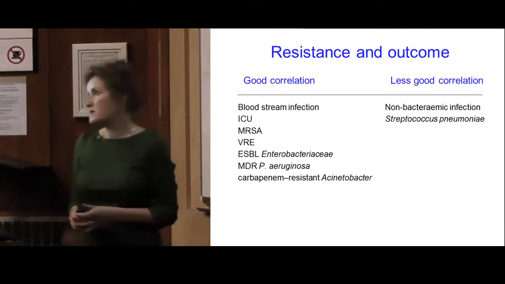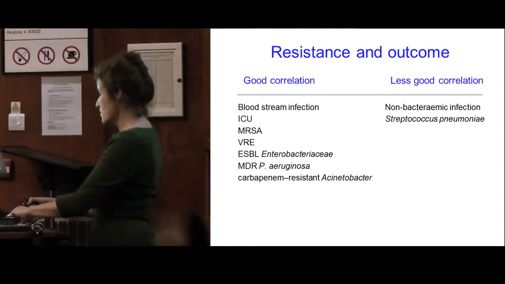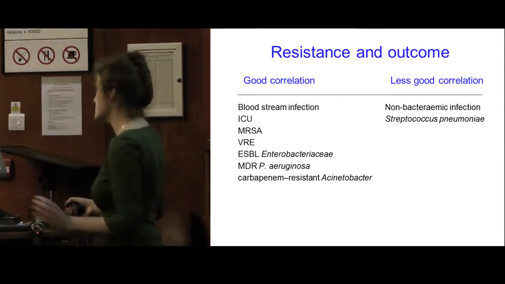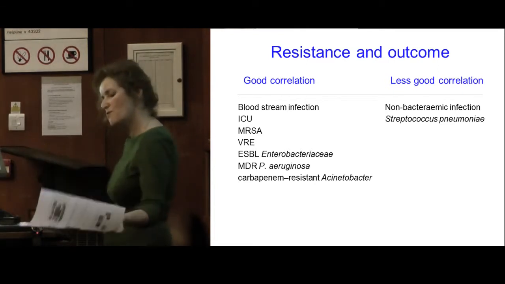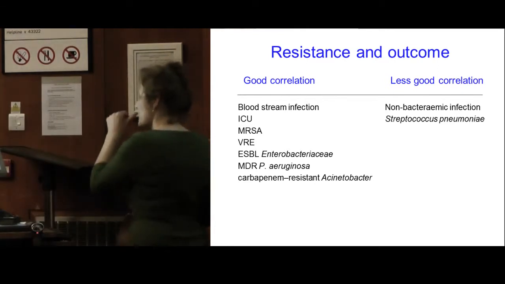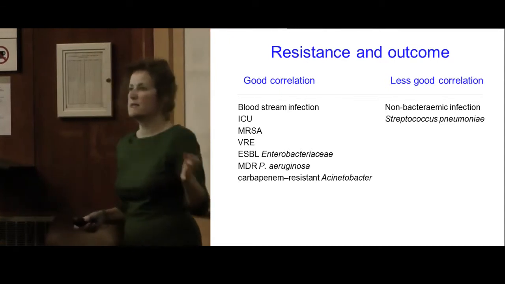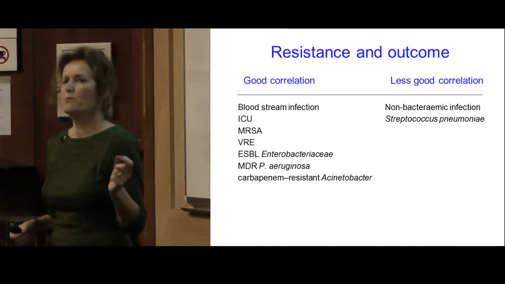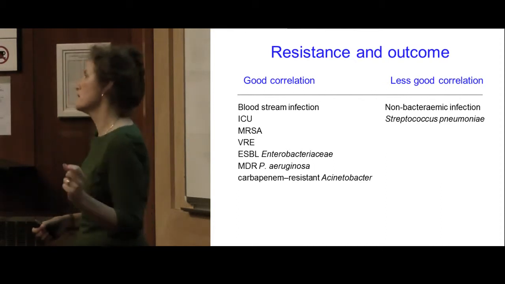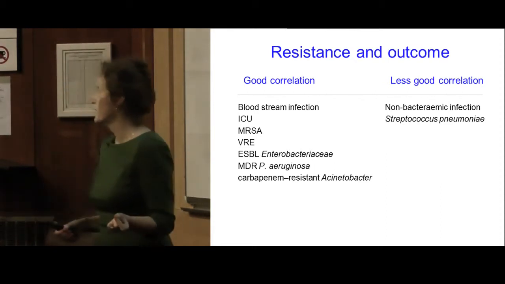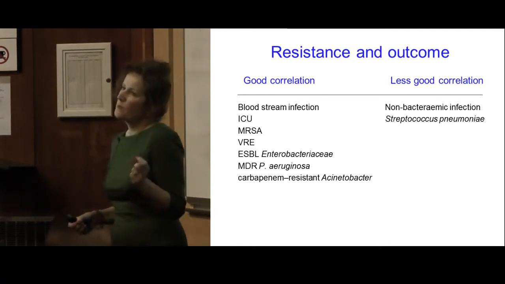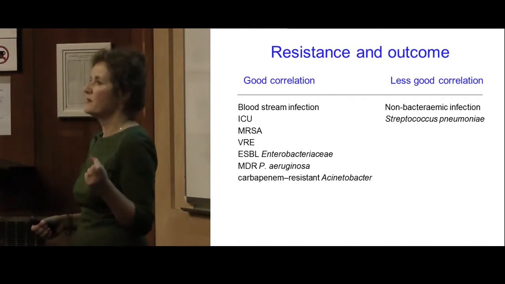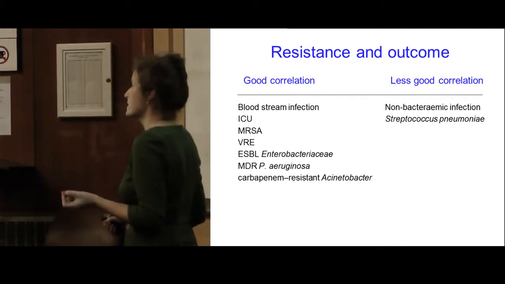So let's go back to resistance and outcome. So we've got a lot of resistance around, but how often does it really cause a problem in patients? Well, we know there's a really, really good correlation between patients with infections in their blood who are very seriously ill and very poor outcomes. So more of those are going to die because we can't treat them. Many of those patients will be on intensive care units, ICU. So there's, again, a good correlation between antibiotic resistance and poor outcome.